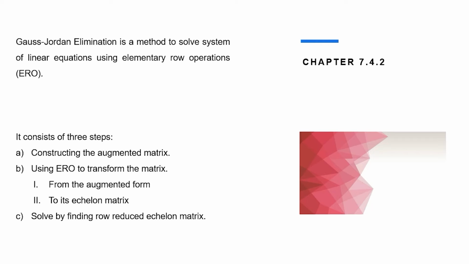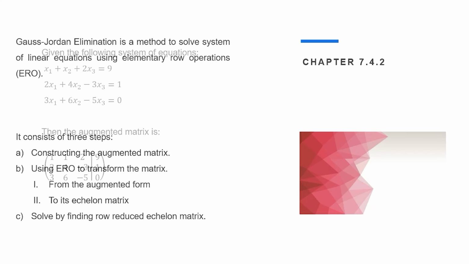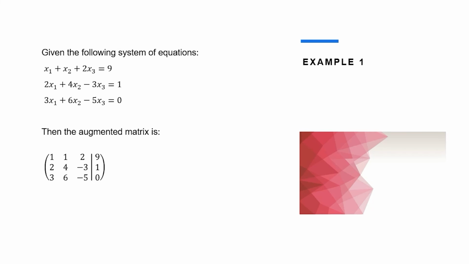But for this method, we need to carry on with the reducing part until we get the REM and not just the echelon matrix. So it consists of 3 steps, which are constructing the augmented matrix, and next using ERO to transform the matrix from the augmented form into its echelon matrix. Like I said just now, we need to solve by finding the row reduced echelon matrix, which is REM. So here we can look at this example to get further understanding of this Gauss-Jordan method.